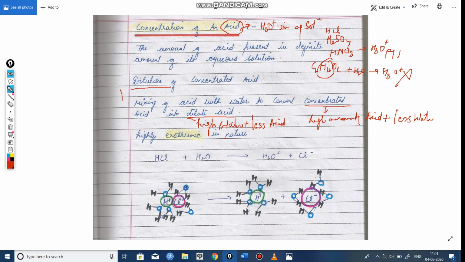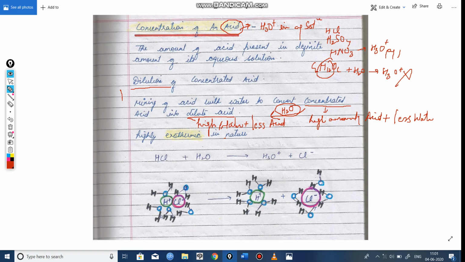Dilution means the conversion of concentrated acid into dilute acid. How can we convert this concentrated acid into dilute acid? By addition of water. If we increase the amount of water, then this concentrated acid is easily converted into dilute acid.